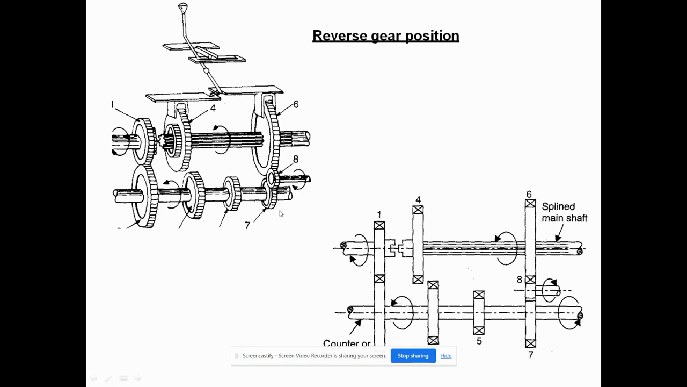Okay, class. I think it is clear what is going to happen in the sliding mesh gearbox. Okay, thank you.